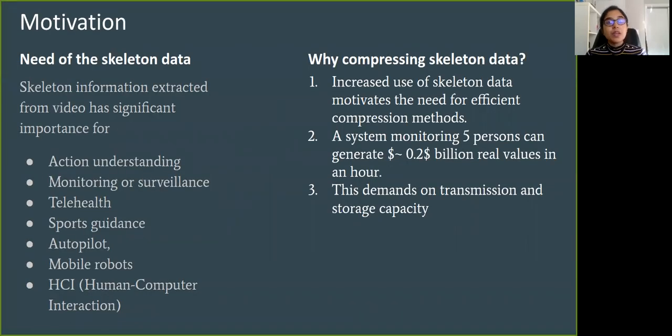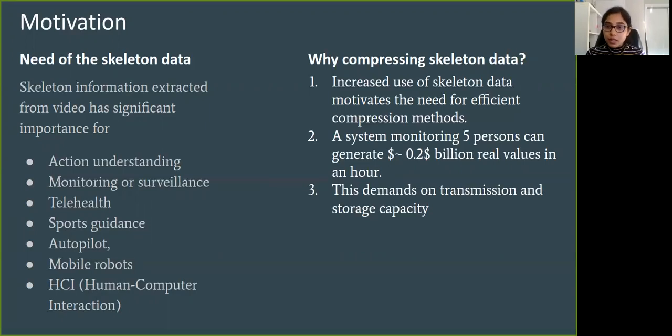So, motivation. Skeleton data information extracted from video has significant importance in many areas like action understanding, monitoring or surveillance, telehealth, sports guidance, autopilot, mobile robots, human computer interfaces. Skeleton information can be extracted using devices like Microsoft Kinect, or we can directly use softwares like OpenPose, which can extract skeleton information directly from the videos.